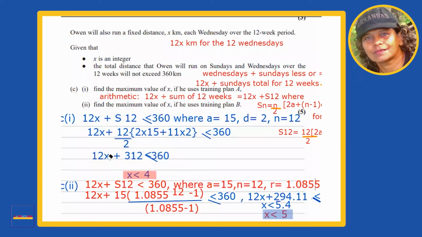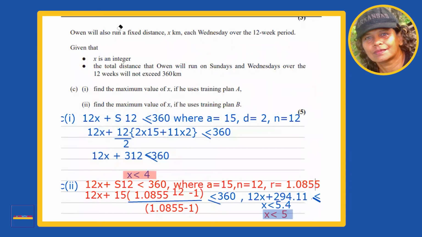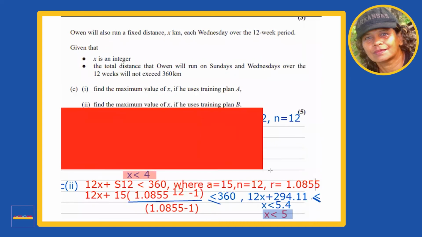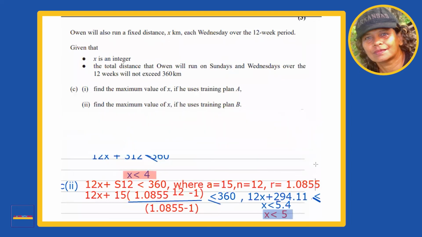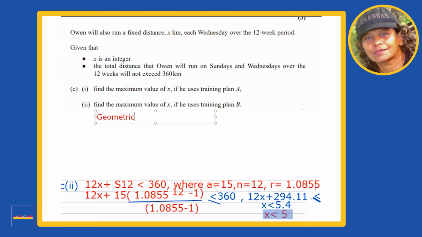The next one is to find the maximum value if you use training plan B. I'm going to just clear everything to help you, and I'm also going to white out part A so that it's not going to confuse you. So let's look at C part 2. This is the maximum value of x for training plan B. This is going to be geometric, as we have established.